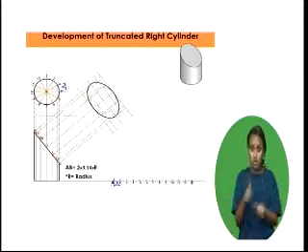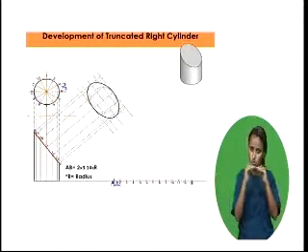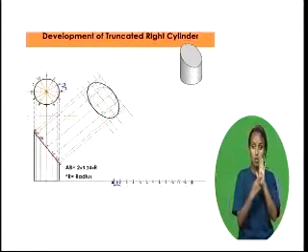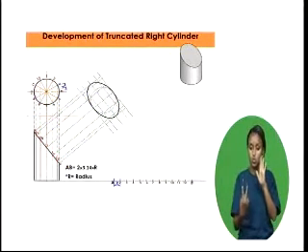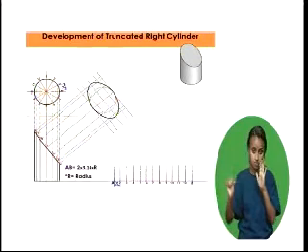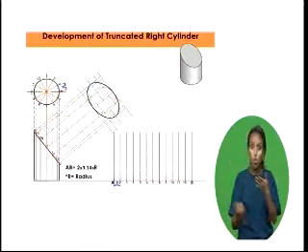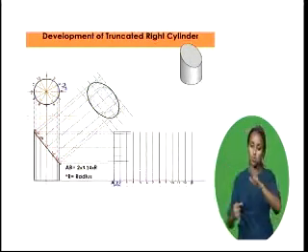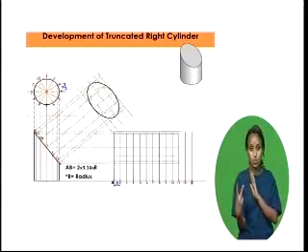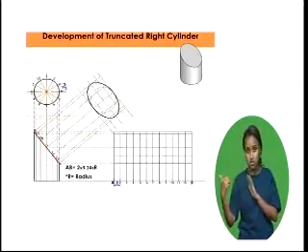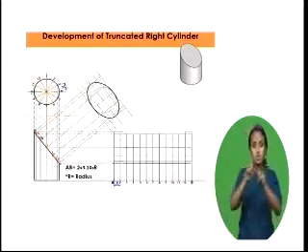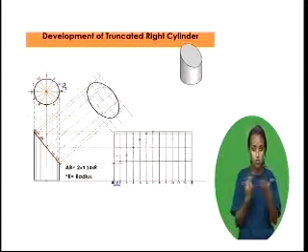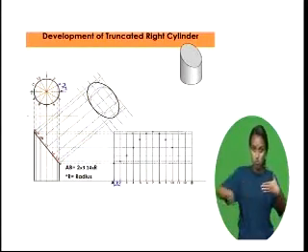Divide AB into the same number of equal parts and mark points 1, 2, 3, etc. Draw perpendicular lines to the stretch out line through points 1, 2, 3, etc. Transfer the true length of all line elements from the front view to the corresponding line on the development to locate points.